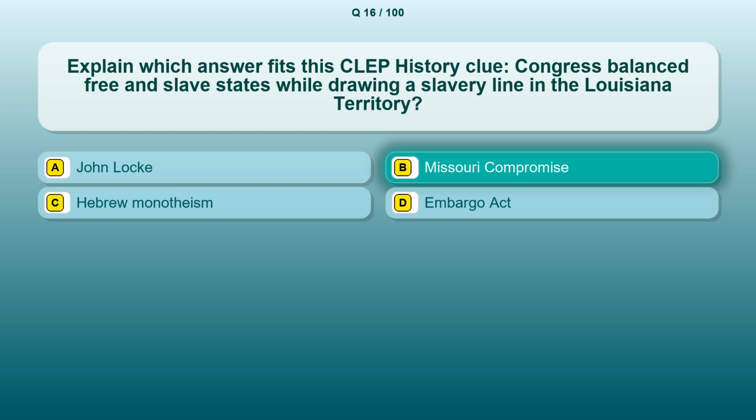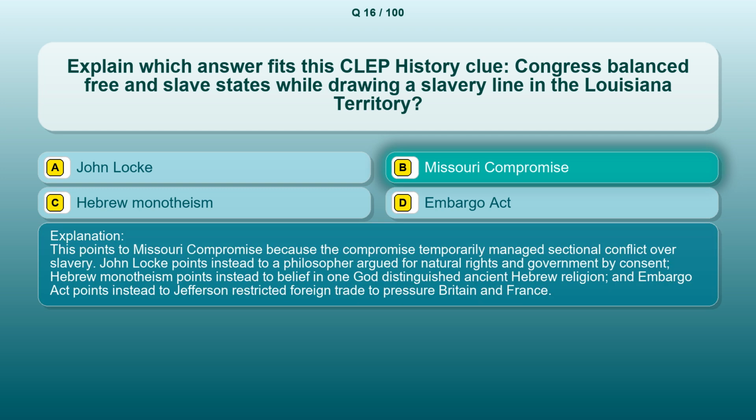The correct answer is option B, Missouri Compromise. This points to Missouri Compromise because the compromise temporarily managed sectional conflict over slavery. John Locke points instead to a philosopher argued for natural rights and government by consent. Hebrew monotheism points instead to belief in one God distinguished ancient Hebrew religion, and Embargo Act points instead to Jefferson restricted foreign trade to pressure Britain and France.